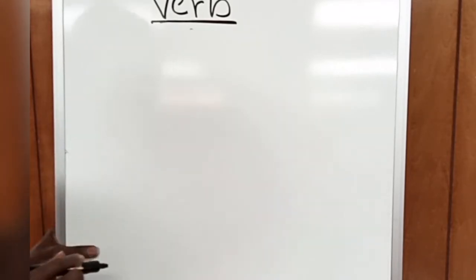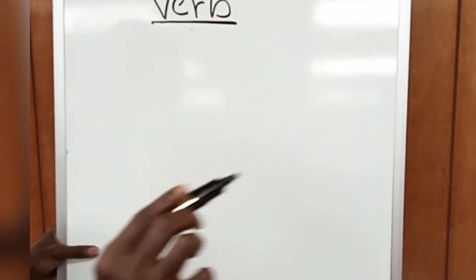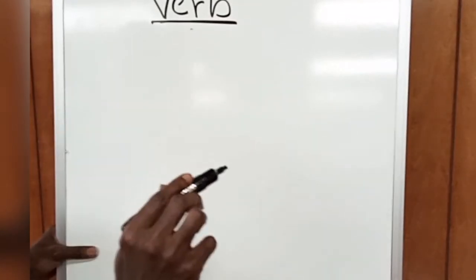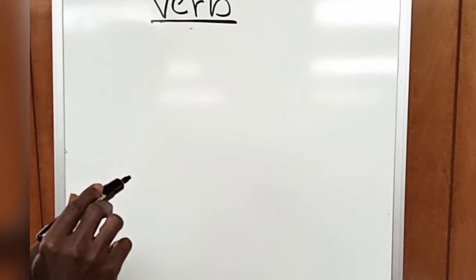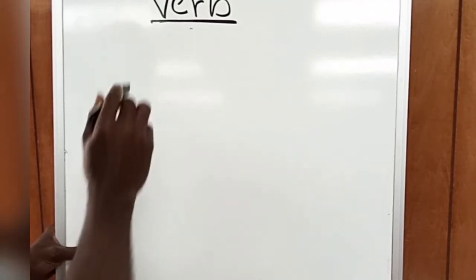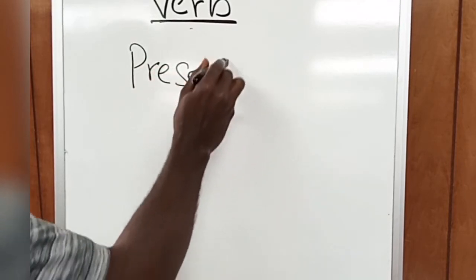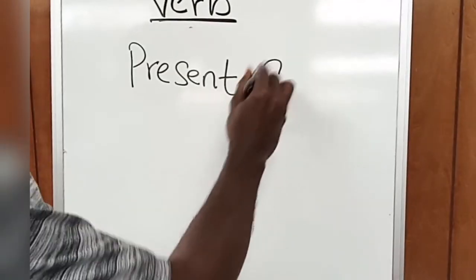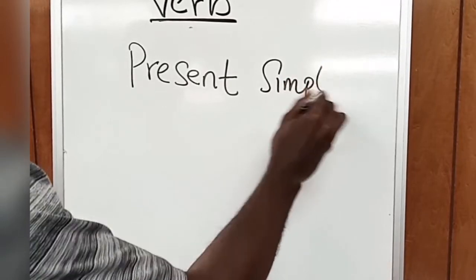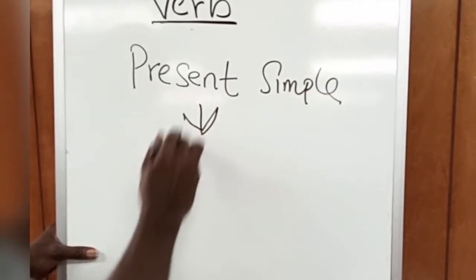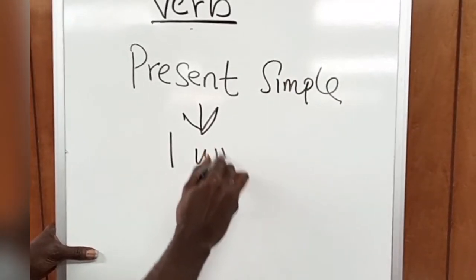In Greek, we have only one present tense. Unlike in English, where we have the present simple. That is where you will write something like, I write.